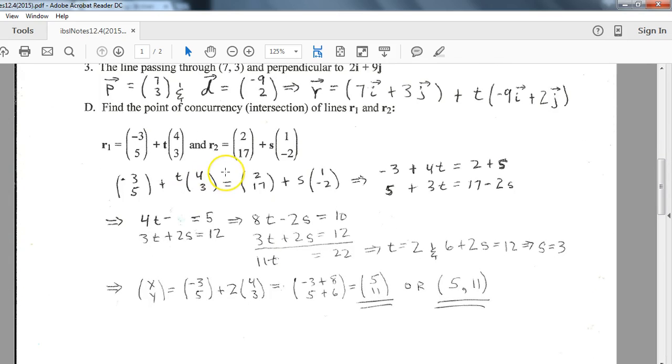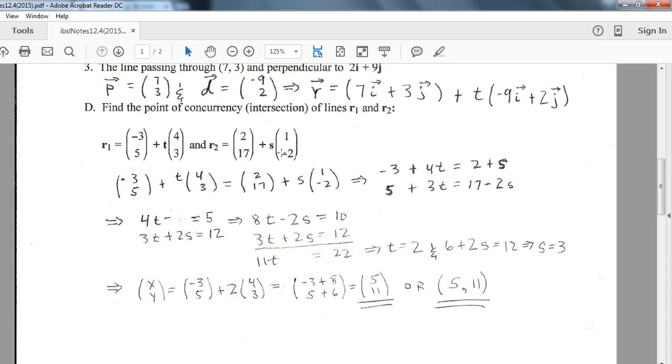One thing you're being introduced to within the work on this is something called a parametric equation. A parametric equation just does the equation with one component, either the horizontal or the vertical. So if you look at this one right here for a minute, the horizontal parametric equation of the first vector would be -3 plus 4t. That would be the horizontal parametric equation. The vertical parametric equation would use the vertical components, so 5 plus 3t. Same thing on this one. The horizontal parametric equation would be 2 plus 1s, and the vertical would be 17 minus 2s.